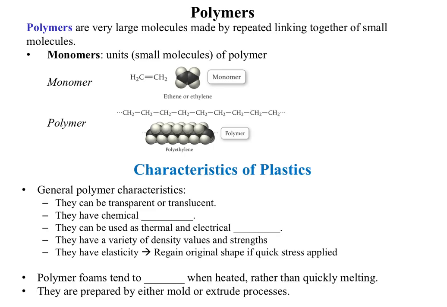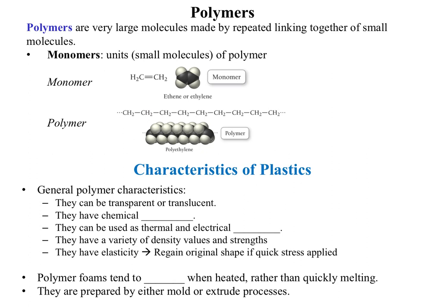Polymers are a type of plastic. Now, there are lots of natural polymers and technically proteins are types of polymers in our bodies. There are also man-made polymers, and that's what we think of when we think of plastics.